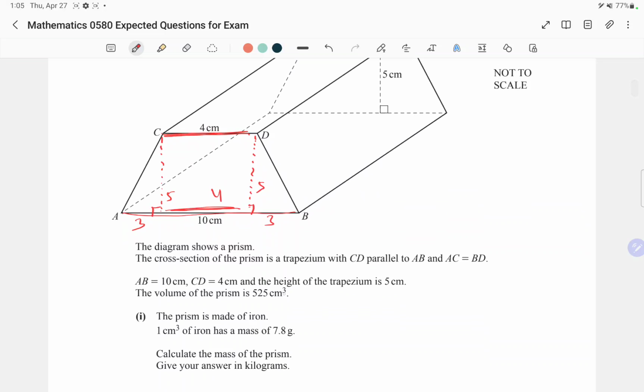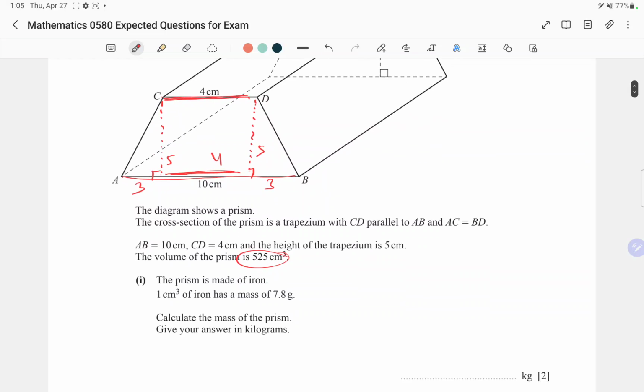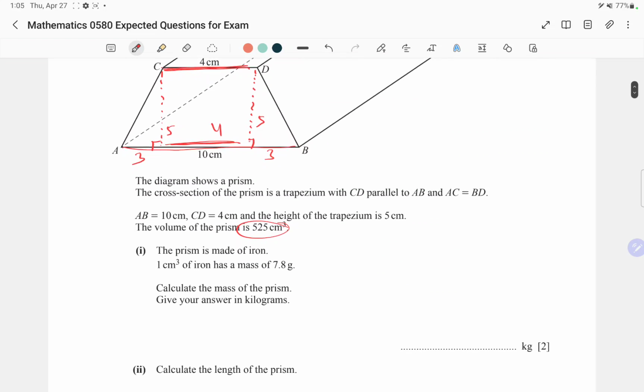Now volume of the prism is already given to us. The prism is made of iron. 1 centimeter cube of iron has a mass of 7.8 gram. Calculate the mass of the prism. Okay, so mass of the prism, give your answer in kilograms, and it is 7.8 gram that's given. Okay, so 1 centimeter cube is 7.8 gram.